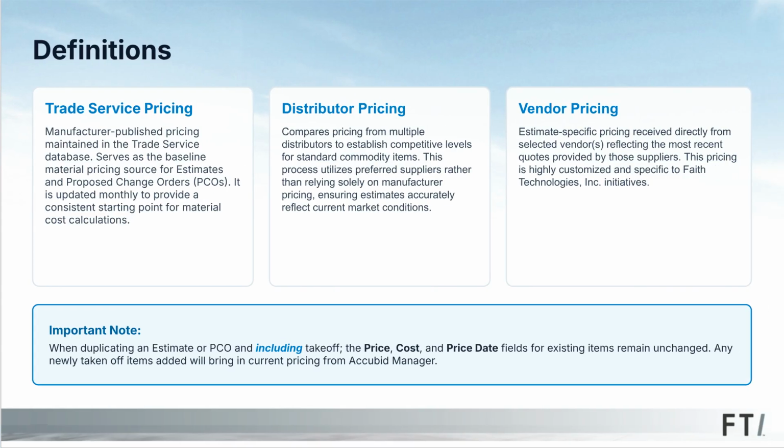It is important to understand the different pricing types. Trade service pricing serves as the baseline, updated monthly. Distributor pricing compares multiple sources for competitive commodity items, while vendor pricing is customized and specific to our initiatives. Note that duplicating takeoff leaves existing items unchanged, and any newly taken off items will bring in current pricing from the manager.